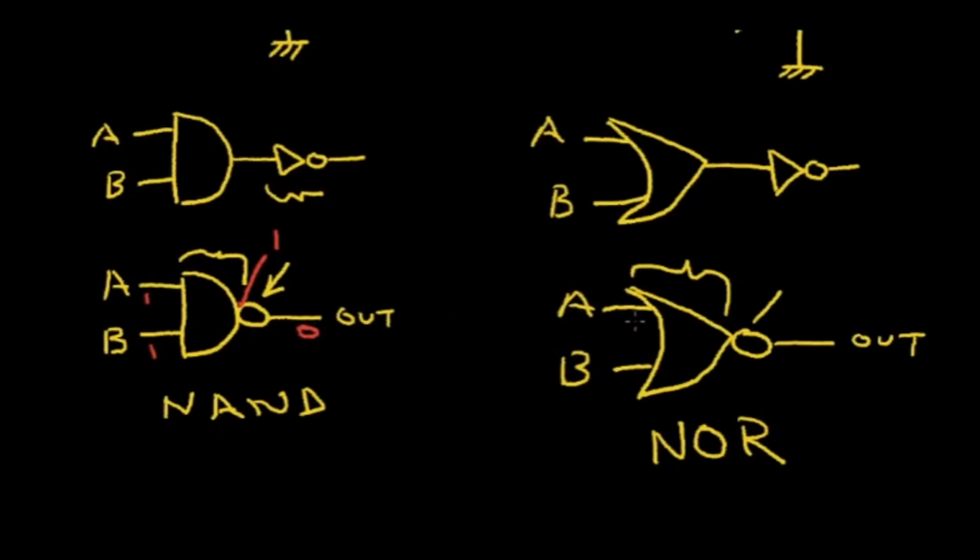Now in the NOR gate, if we have a 0 at this input and a 0 at this input, we have a 0 at the output of the OR part, or a 1 at the output of the NOR. And if either the A input or the B input goes to a 1, the output will go to a 0. So let's see how we can construct the NAND gate and the NOR gate using the CMOS technology.